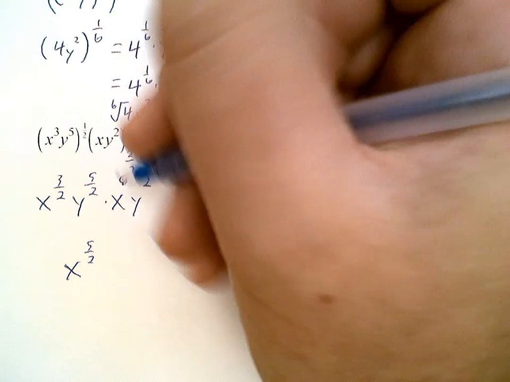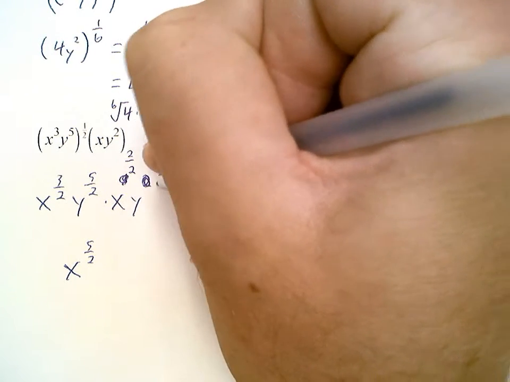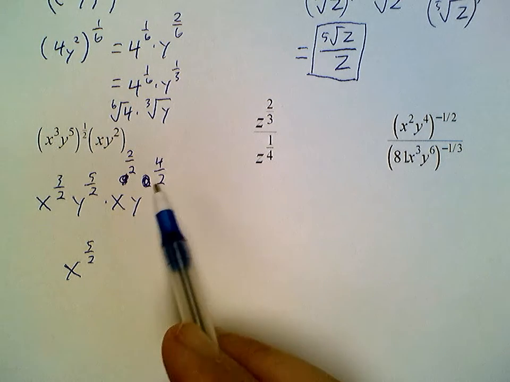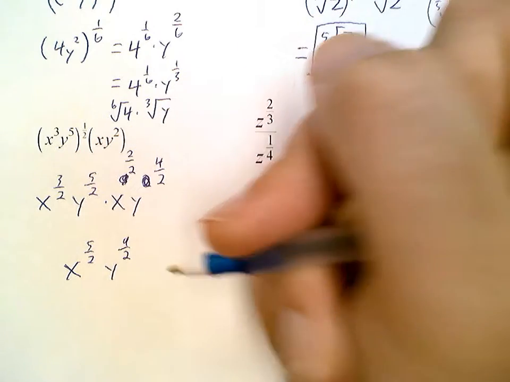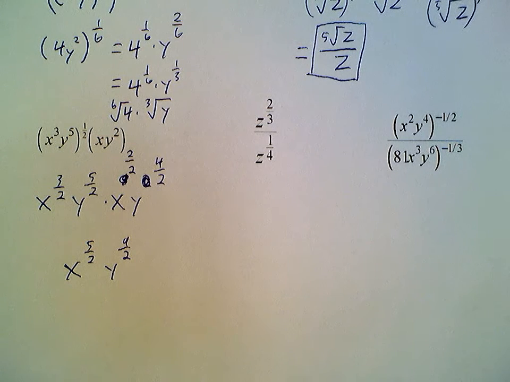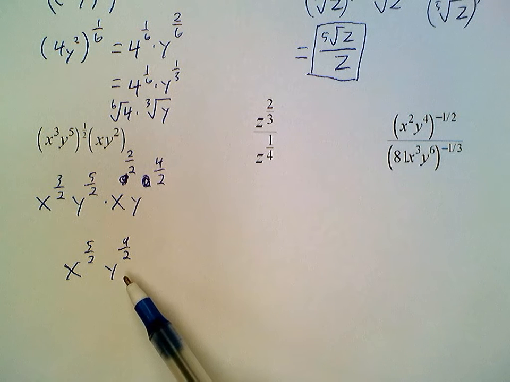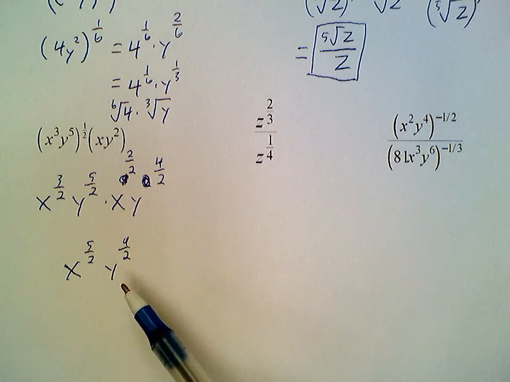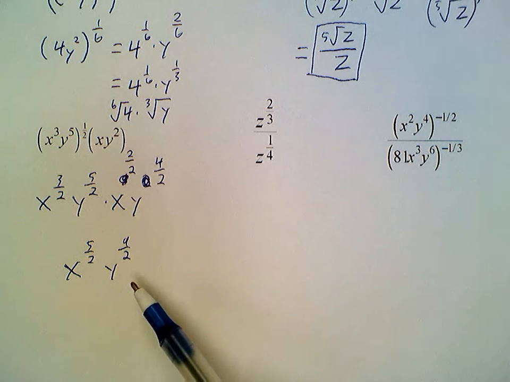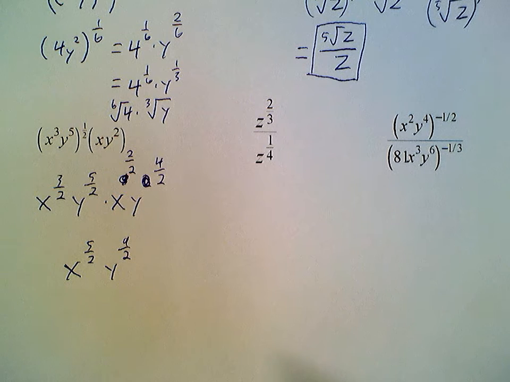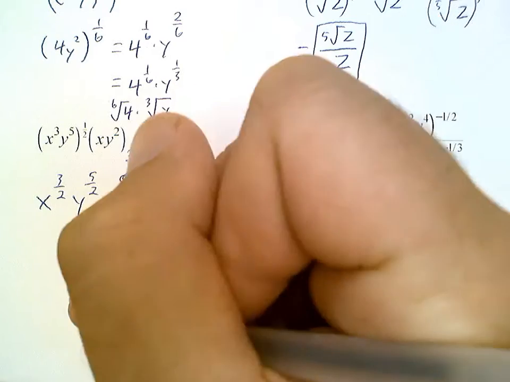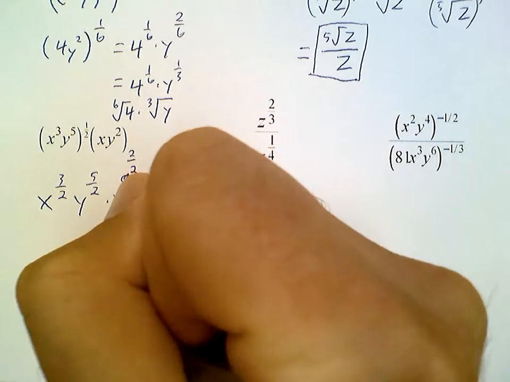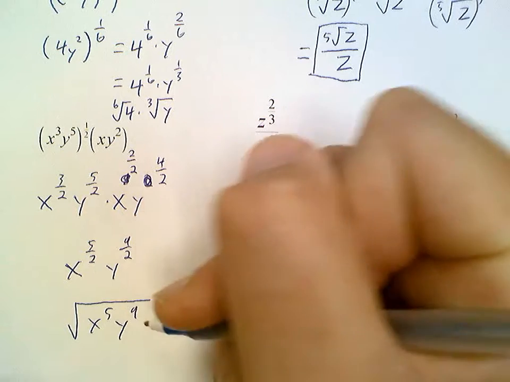Once again, I want common denominators, so I'm going to think of this as being 4 over 2. So 5 halves plus 4 halves, I've got y to the 9 halves. Okay, and it's fine. You can just leave it just like that if you want to. If you want to put it in radical form, you could put it all underneath a square root, and that would be fine. If you want it in the most simple radical form, if I write this out, what I have is square root of x to the 5th, y to the 9th.